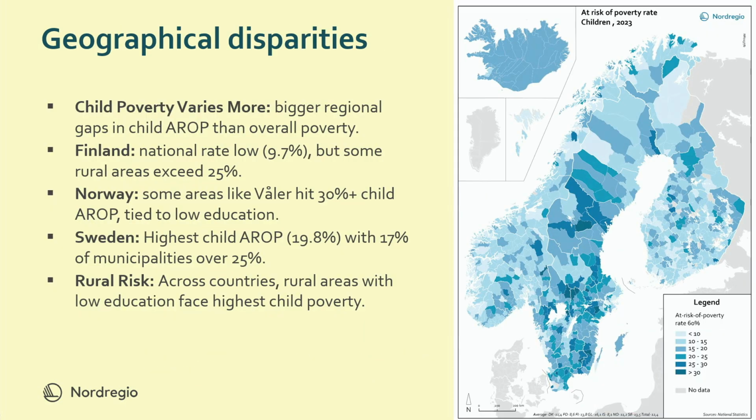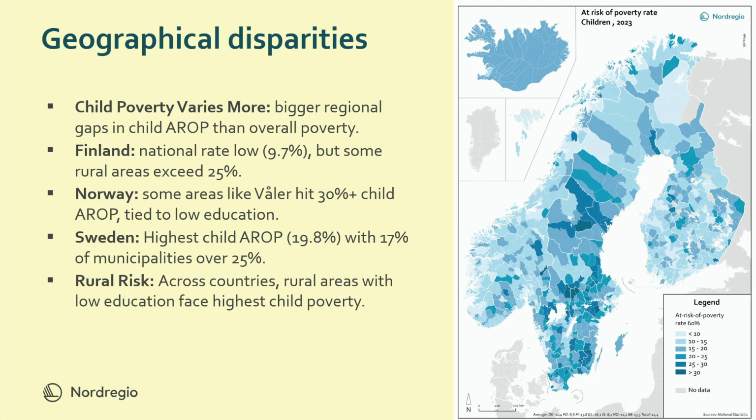When we look at the map of the Nordic region, we can see that there are actually a lot of regional gaps in at risk of poverty for children. For example, Finland has the lowest rate within the Nordics, but in some rural municipalities it exceeds 25%. And it is somewhat similar in Norway as well, though the average national level is higher than in Finland. We can also see a few municipalities that exceed even 30% at risk of poverty rate for children.